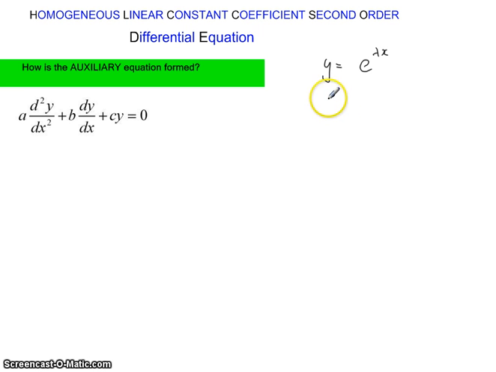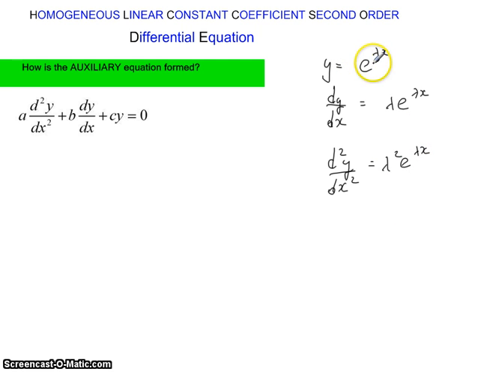Now let us find the first derivative. We have dy by dx equals lambda e to the lambda x. And the second derivative: we get lambda squared e to the lambda x.